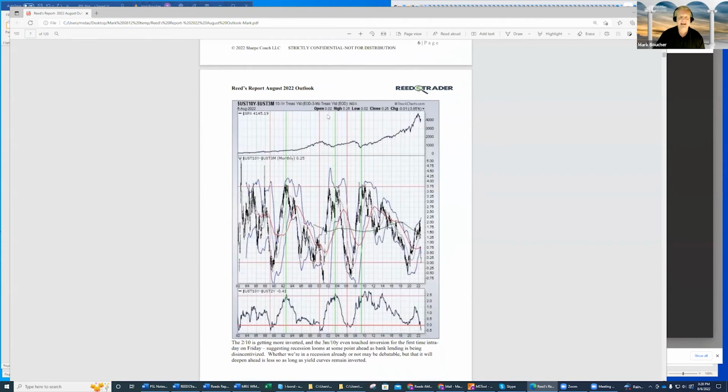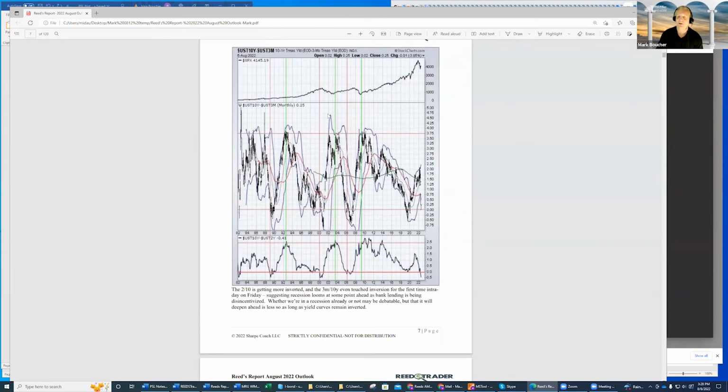All right, the other thing that I think has gotten clearer is the likelihood of recession is going up and up and up. And here's the 2-10 yield curve, which has been inverted, and it's getting more and more inverted. And here's the 3-month 10-year. And the 3-month 10-year actually touched inversion last week for the first time. So typically when you get inversion in both of these, with very high reliability since World War II, you've always had recession eventually following.